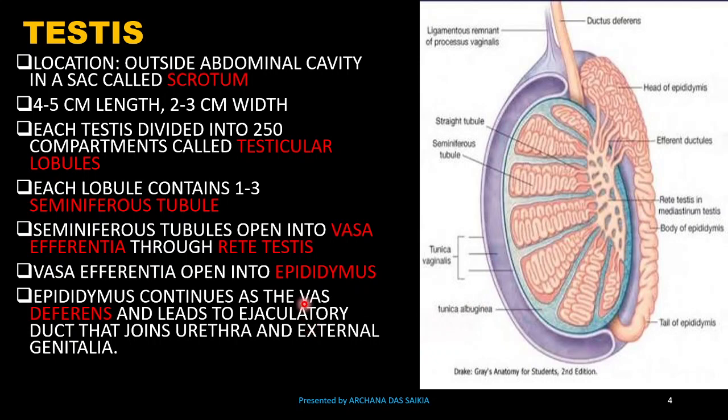The vas deferens will join the urethra. The urethra, if you can recall, is a part of the excretory or urinary system. The urethra opens into the external genitalia, the common opening for both the excretory and reproductive systems.